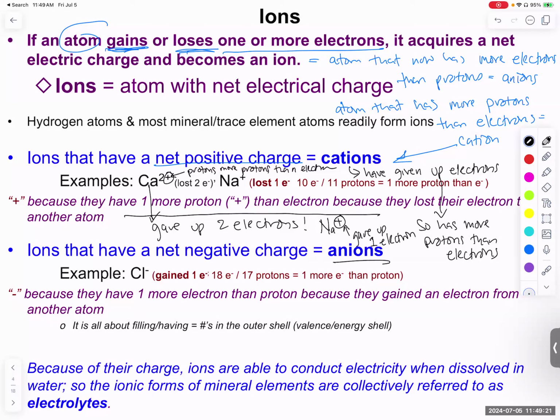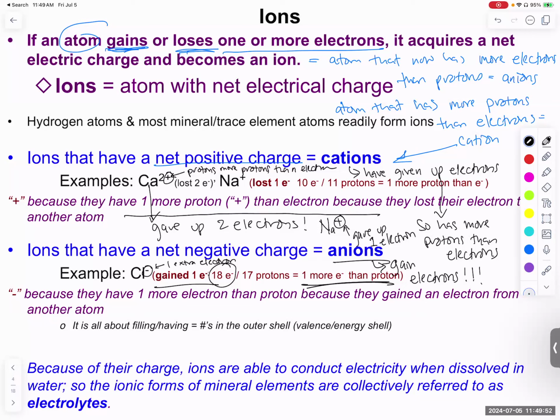Anions are going to be the opposite. Anions gain electrons, right? So they're going to have more electrons than protons. And so it gained an electron, so now it's going to have one more electron than it has protons, so it gets a minus charge, meaning it has one extra electron.